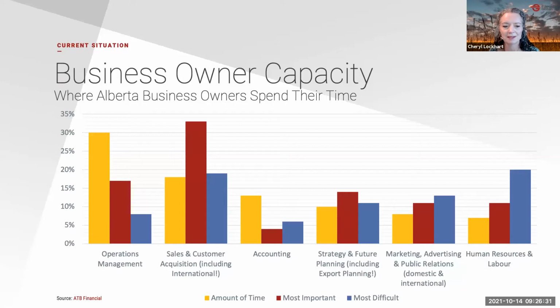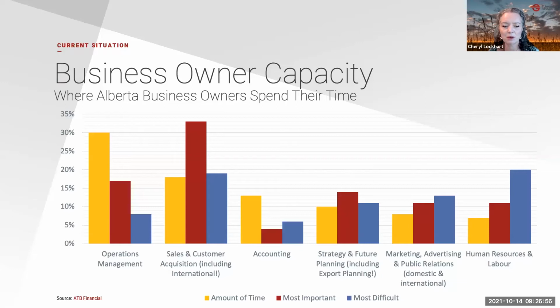And so you'll see in the second column under sales and customer acquisition, including international, that this focus on operations, again the yellow bar, and to a lesser degree accounting, is really to the detriment of sales and customer acquisition, which would be necessary for growing their business.